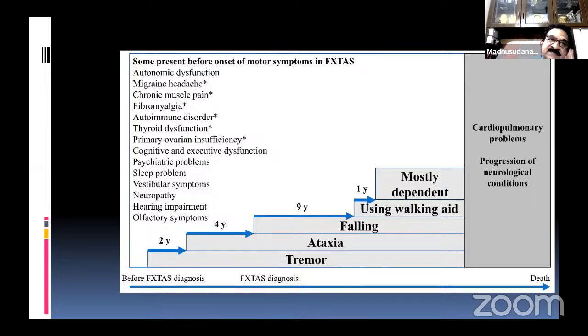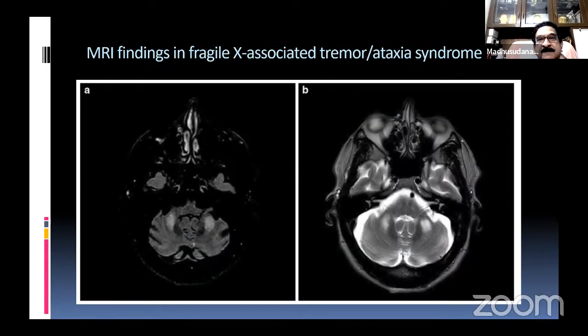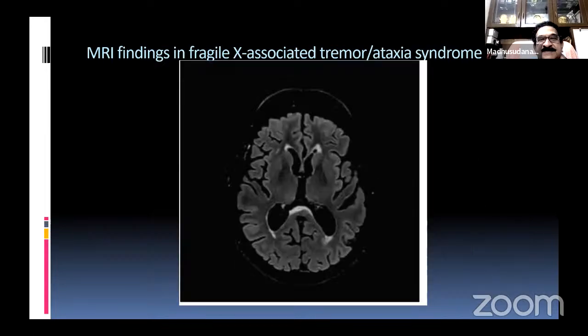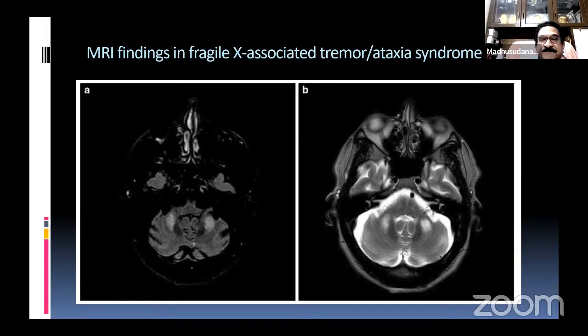So in fact, it is the same genetic abnormality manifesting in different ways. When they have a clinical presentation of tremor and ataxia, we call it Fragile X tremor ataxia syndrome. The other presentation you call NIAD. Almost the same findings as NIAD. Exactly the same.